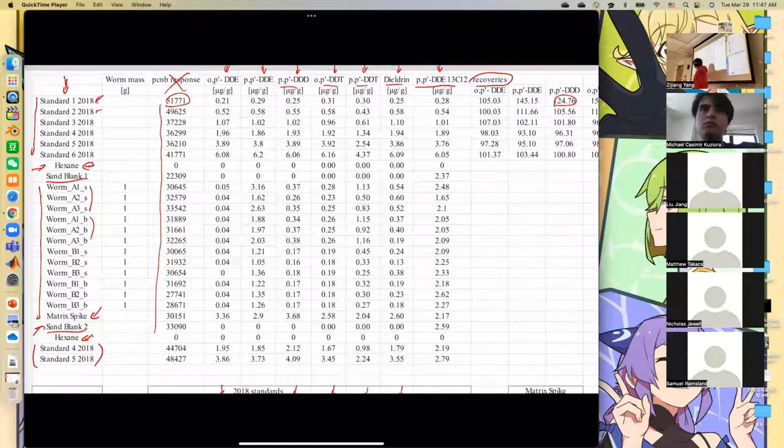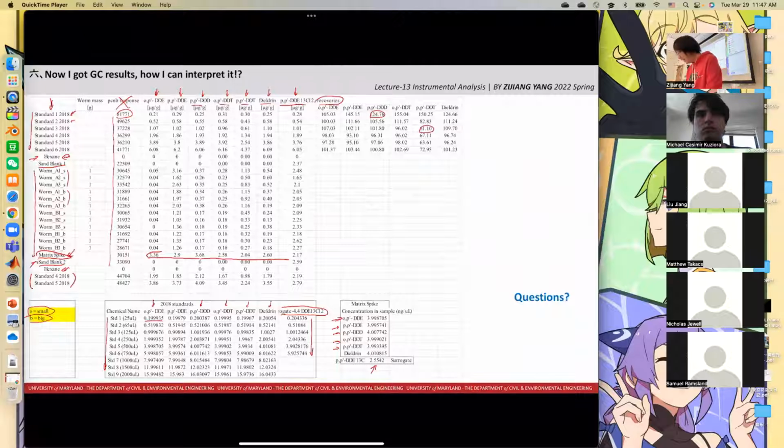And we also have another sand blank. We can see the measured concentration equals 0, except for the surrogate spike. So the sand blank is good. And then we can compare the matrix spike. The matrix spike concentrations are here, and we know that these concentrations are known because we add them. So we can compare this concentration with here, because these are also the matrix spike.